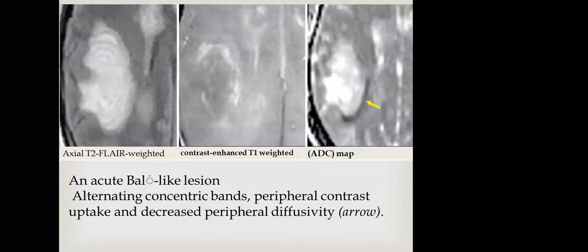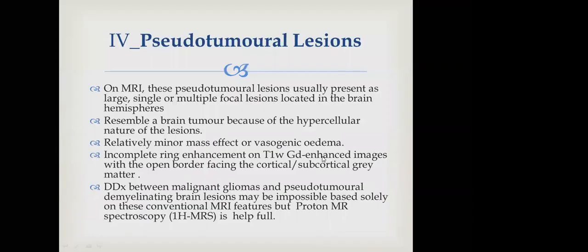This is another case. These are alternating concentric bands with peripheral contrast enhancement. This is the peripheral contrast enhancement, and the outer layer is hypointense on the ADC map, representing restricted diffusion. A pseudotumor lesion on MRI.